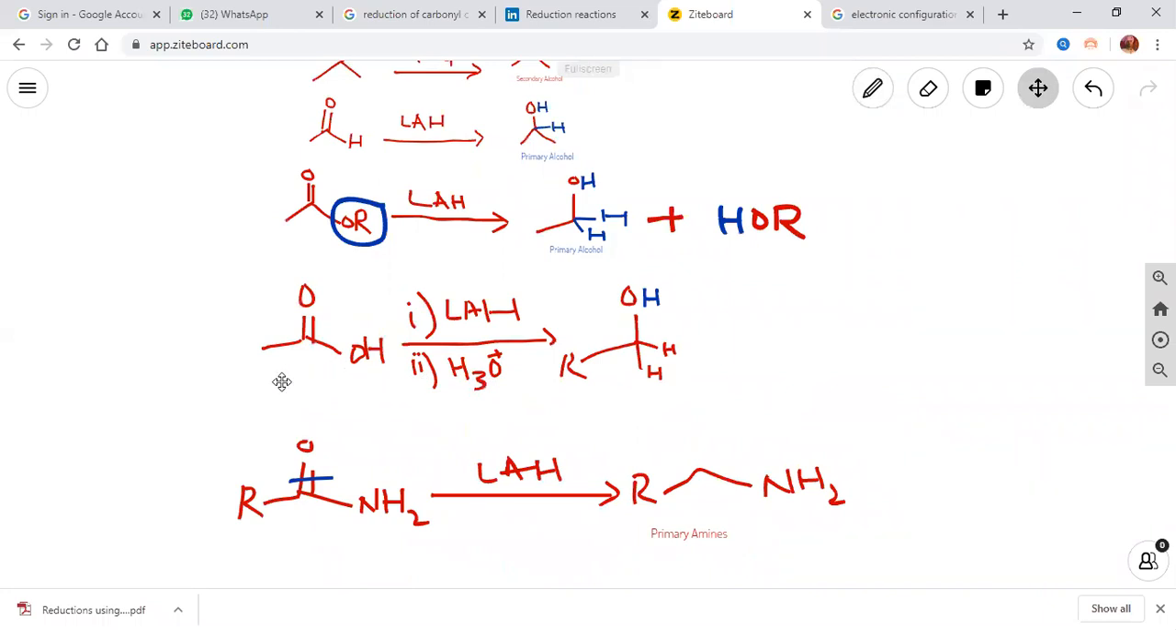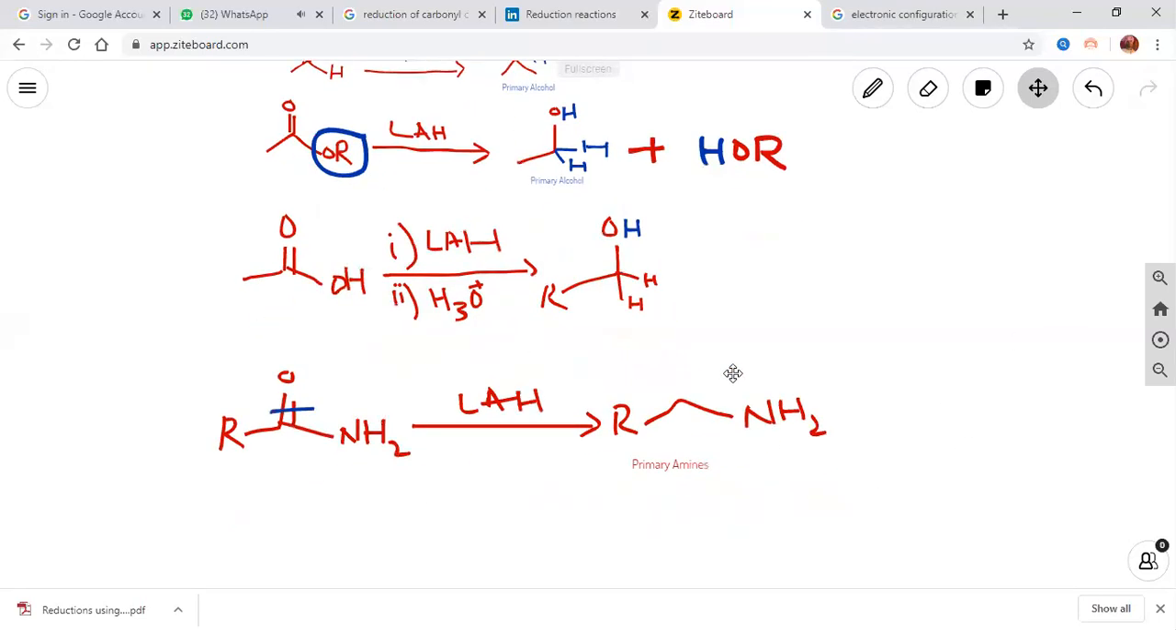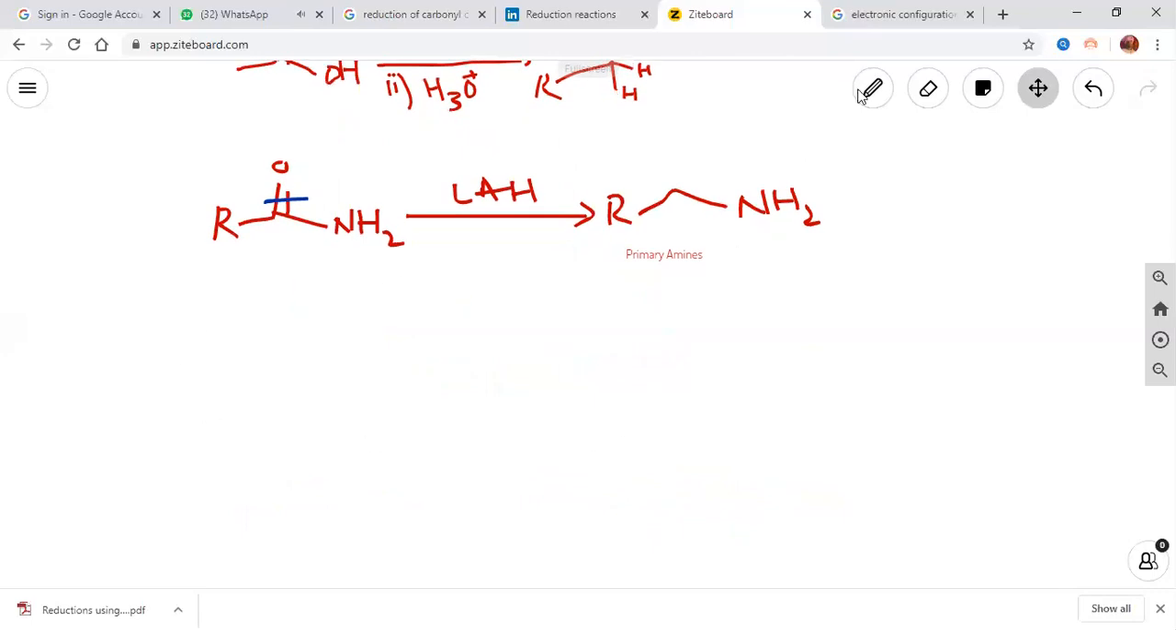This is our carboxylic acid. The carboxylic acids get converted to primary alcohols, and the amides get converted to primary amines. Now we'll discuss the mechanism. Understood? We'll write the mechanism.